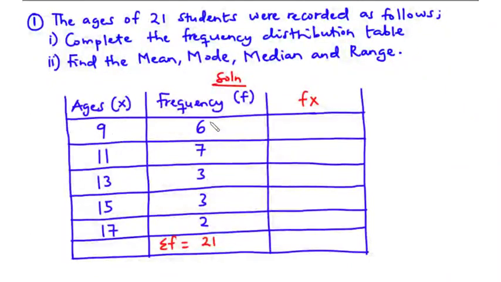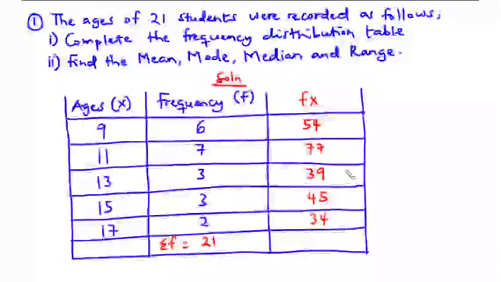So we have 9 times 6, which is 54. We have 11 times 7, which is 77. 13 by 3 is 39. 15 by 3 is 45. And then 17 by 2 is 34. Now the sum of all these values is what we call the summation of fx. Now when you add all these values up, you are going to get 249.